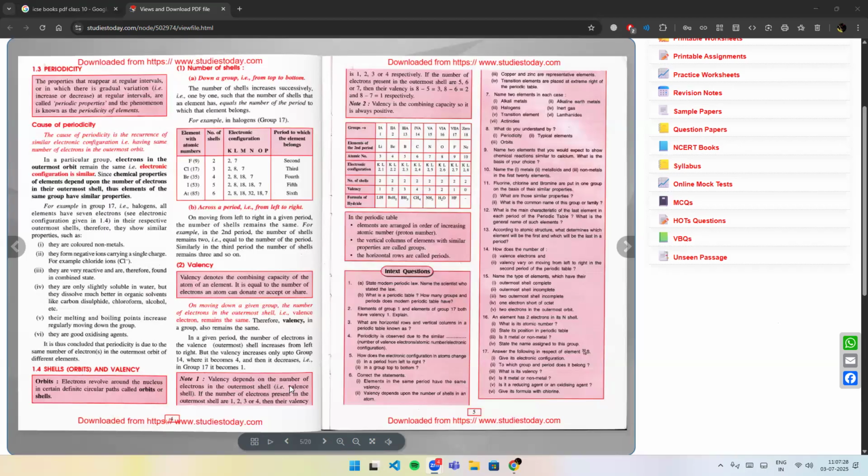Note, valency depends on the number of electrons in the outermost shell, that is, valence shell. If the number of electrons present in the outermost shell are 1, 2, 3, or 4, then their valency is 1, 2, 3, or 4 respectively. If the number of electrons present in the outermost shell are 5, 6, or 7, then their valency is 3, 2, 1 respectively. Valency is the combining capacity, so it is always positive. In the periodic table, elements are arranged in order of increasing atomic number. The vertical columns of elements with similar properties are called groups. The horizontal rows are called periods.